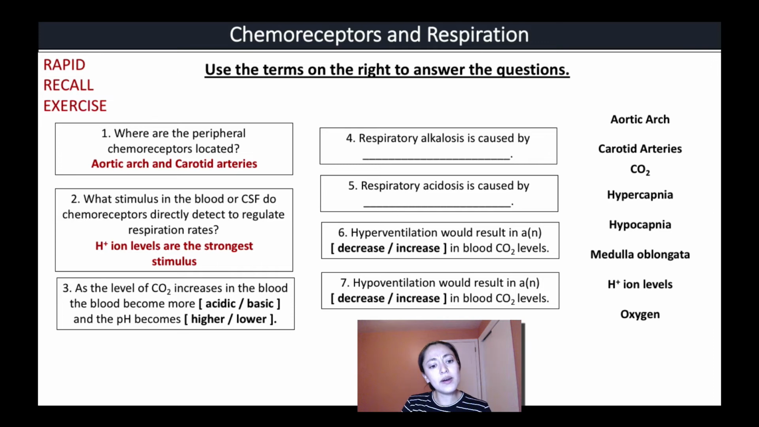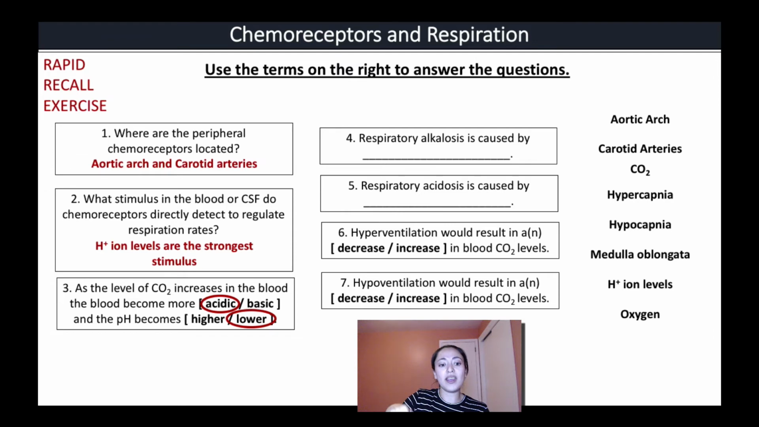As the level of carbon dioxide increases, the blood becomes more acidic, right? Because carbon dioxide mixing with water forms carbonic acid, which quickly breaks down and releases hydrogen ions. As the level of carbon dioxide increases in the blood, the pH becomes lower. Lower pH means more acidity.